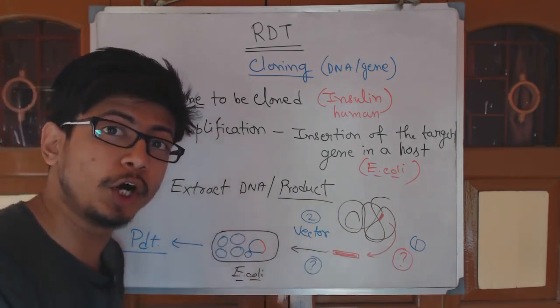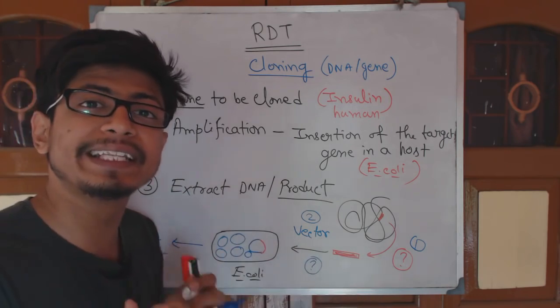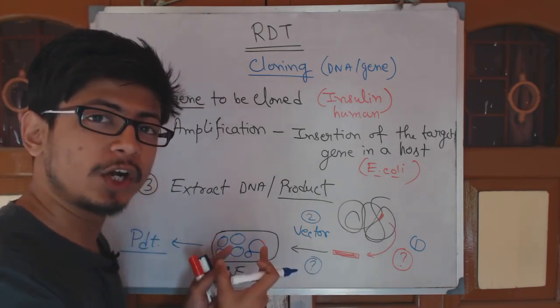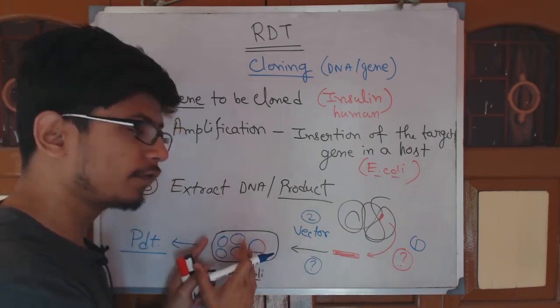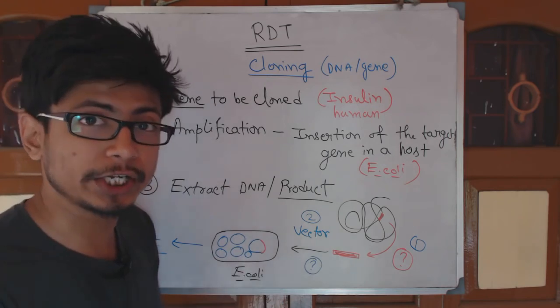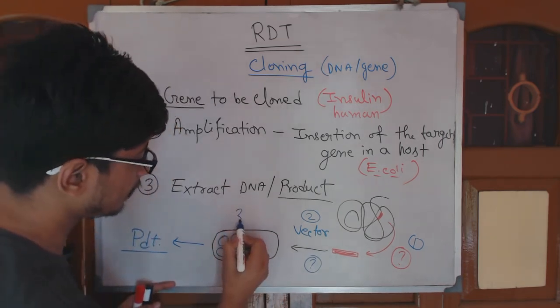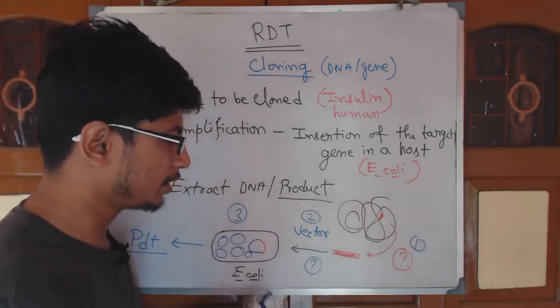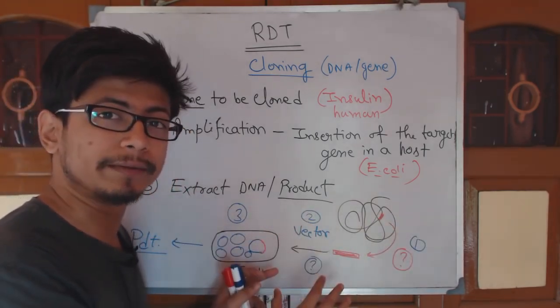So how can you be sure that the bacterial cell took up that DNA properly or not? That is called screening of the cells, that which cell took the DNA, which cell did not. That is the screening, third thing. So these are the three major problems with molecular cloning.